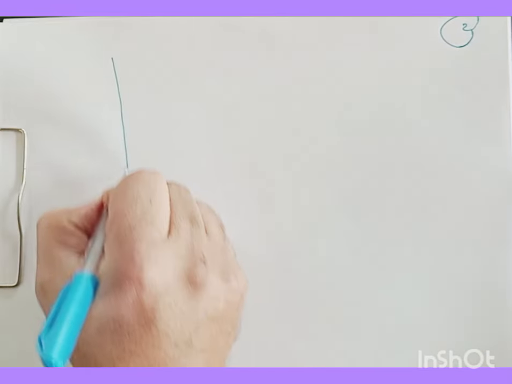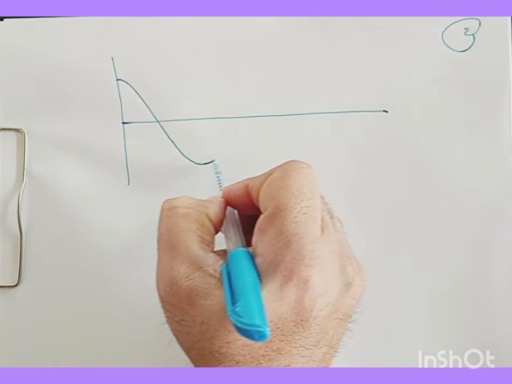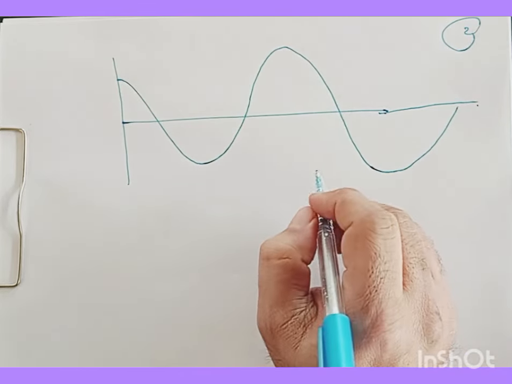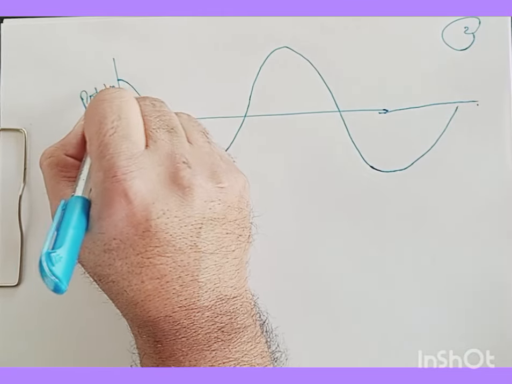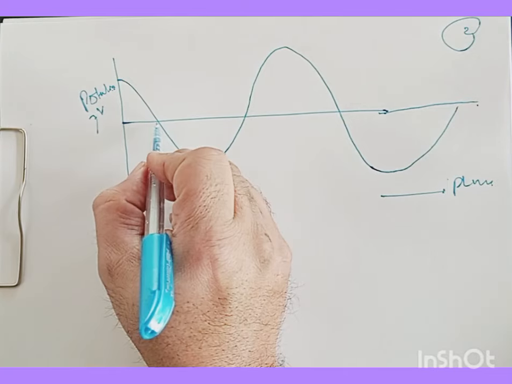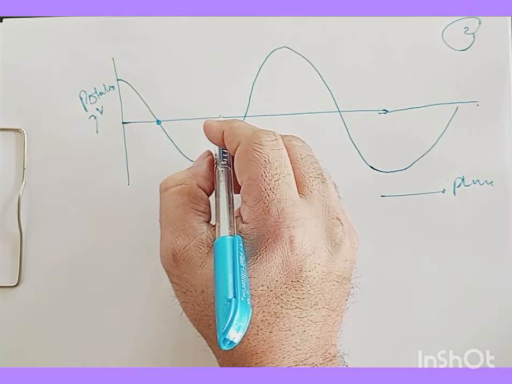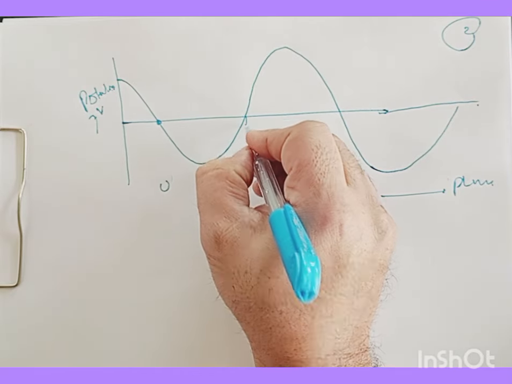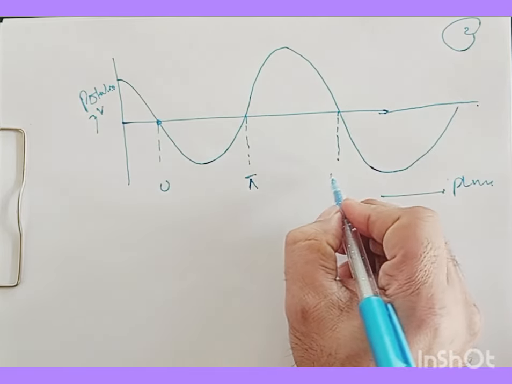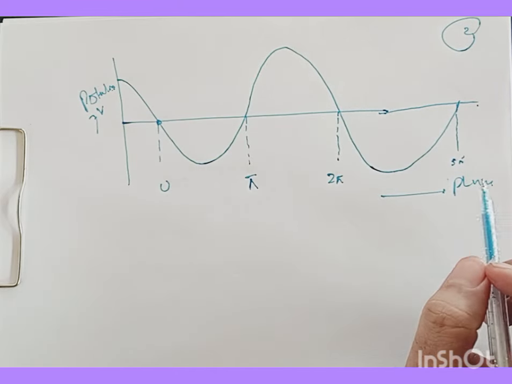So what I'd like to have is a plot, something like this, and something like this. Okay, so this is my potential. And so this is my V, and this is my phase. Okay, so I have here, this is my zero, and this is my pi, and then 2 pi, and then 3 pi, and so on and so forth.